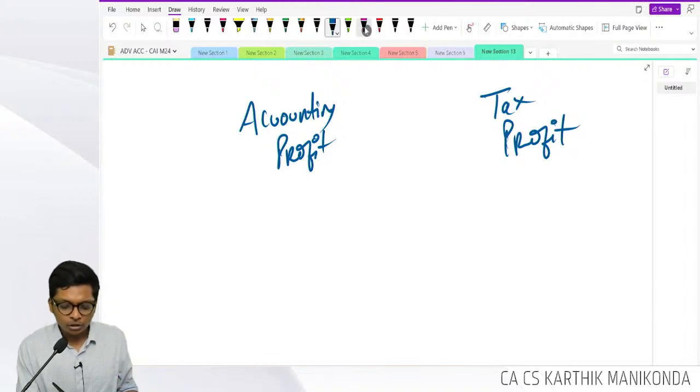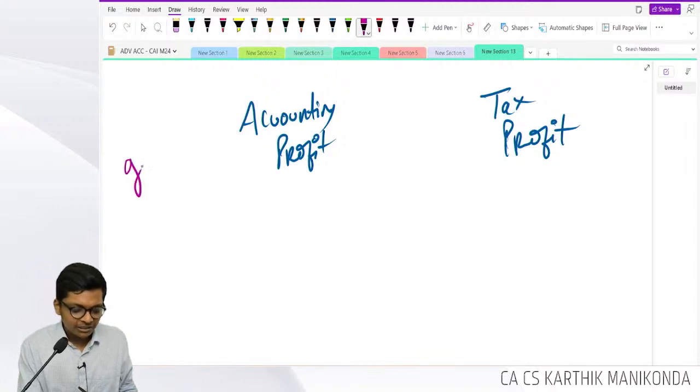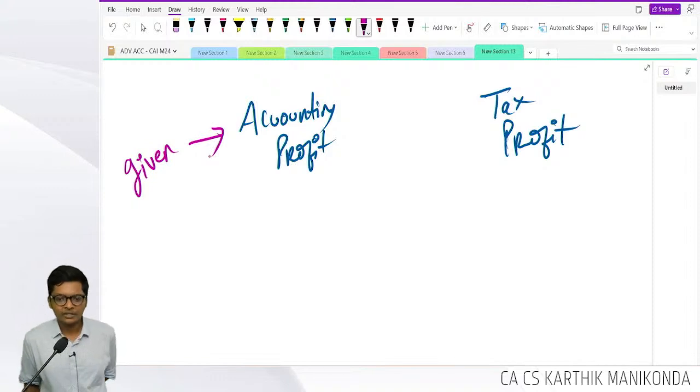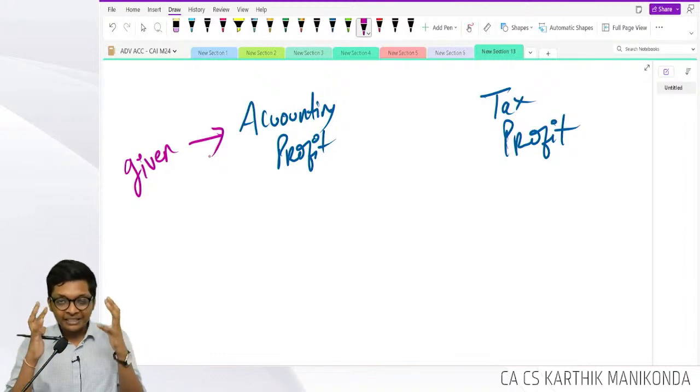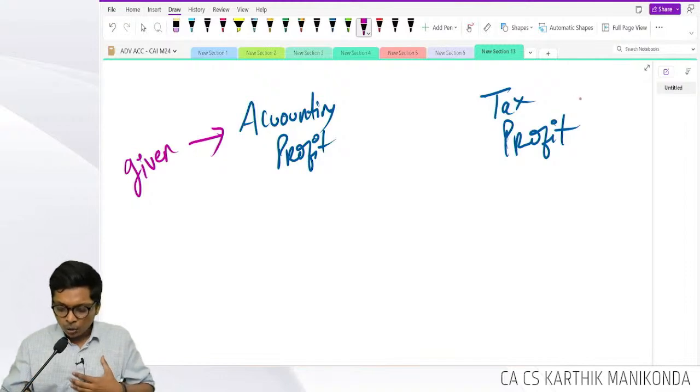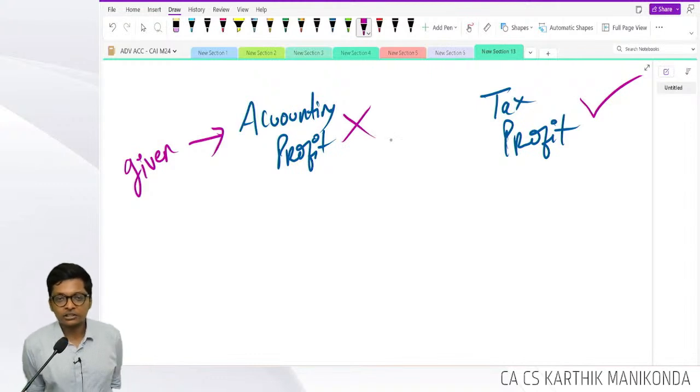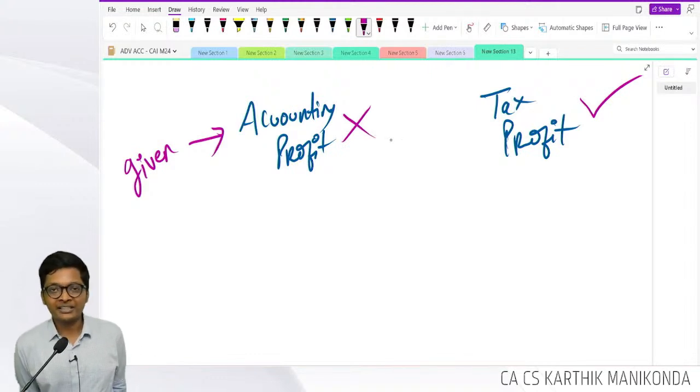More often than not, 9 out of 10 times, this will be given in the question. I need to score in the exam, right? This will be given in the question. Always, just for this shortcut, accounting profit is wrong, tax profit is correct.